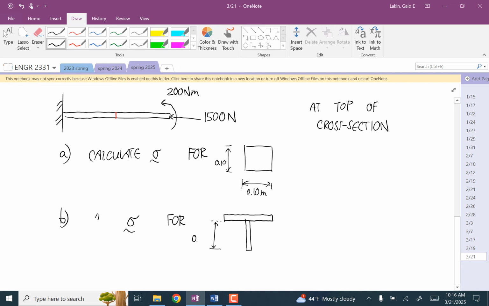Where this is 0.5 meters, this is 1 centimeter, this is 1 centimeter, and this is 0.5 meters. And the key thing to recognize here is these two beams use the same amount of material.